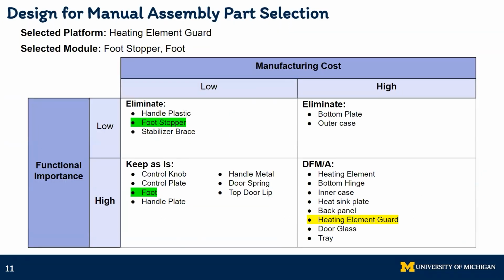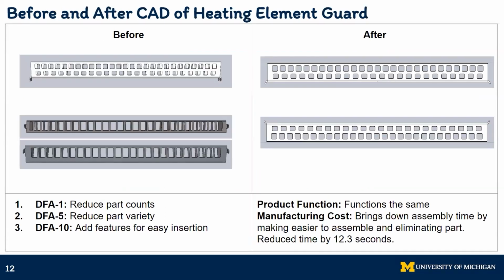Looking at our FCMM chart and this quad chart, we can further see that the heating element guard, the foot, and the foot stopper are good parts to redesign for manual assembly. Here's the proposed solution for redesigning the heating element guard to improve manual assembly time. The images on the left show the current heating element guard on the top and bottom of the toaster.